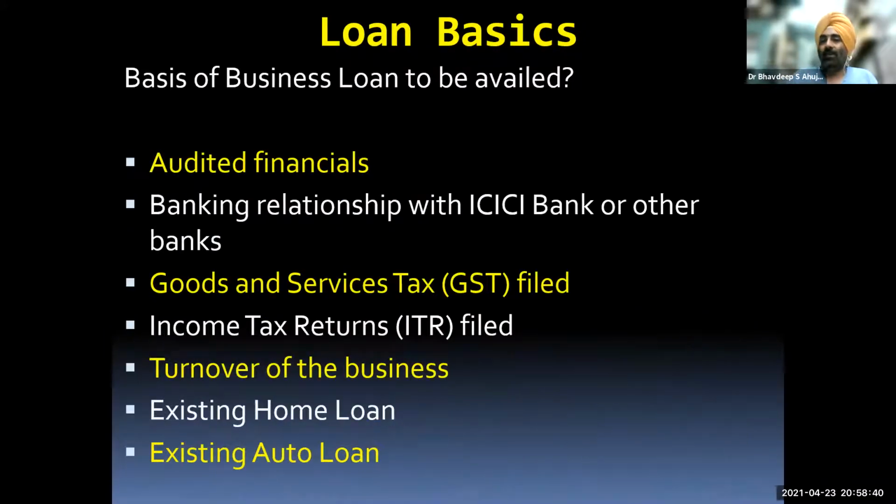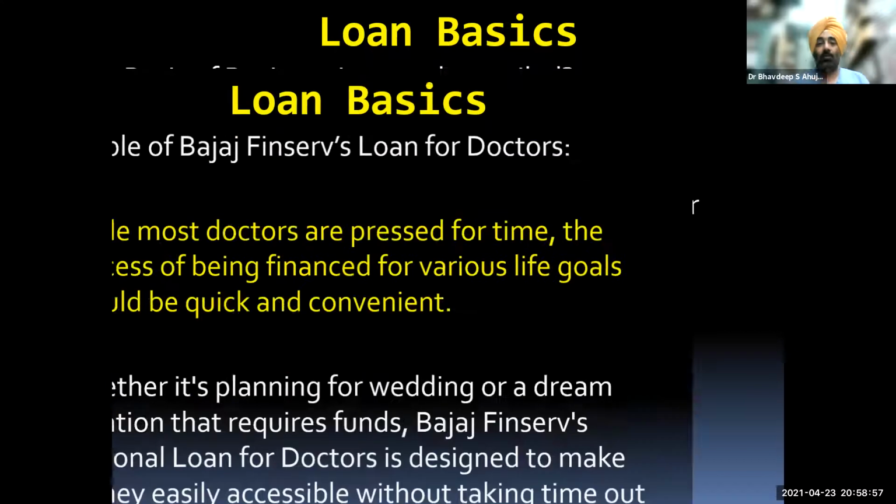So the basis of the business loan: audited financial sheet, banking relationship with ICICI Bank or another bank. Since this is the list by ICICI Bank, then GST filed, ITR filed, business turnover, computation of income, and any existing home loan or existing auto loan. So you can actually be served for those purposes.